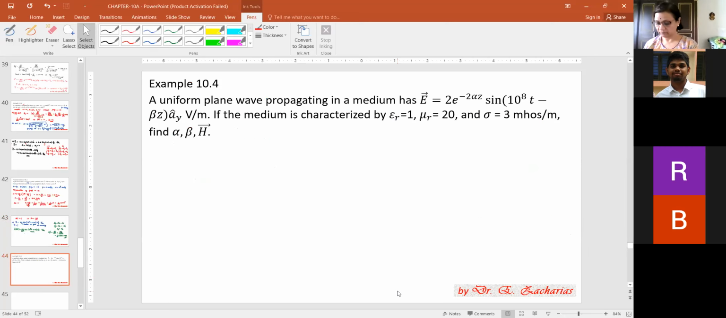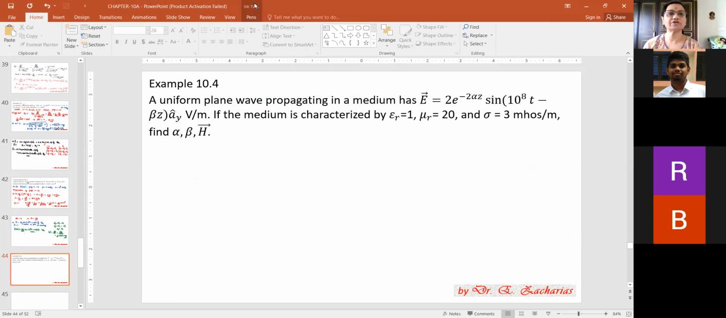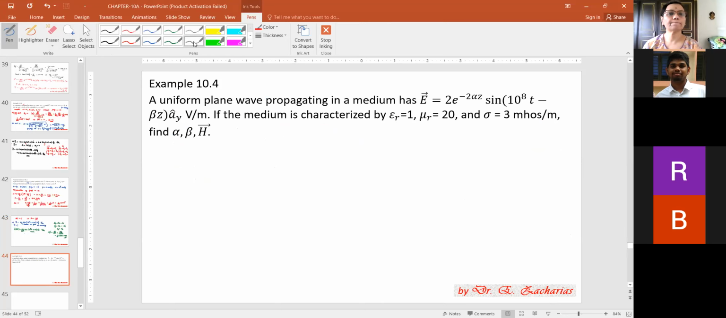Okay. This is also a short numerical. It's not going to take you much time. Let's start. It says a uniform plane wave is propagating in a medium where an electric field is given to you. What do you guess about the medium? Anyone? Unmute and tell me. Any guesses on what this medium is?